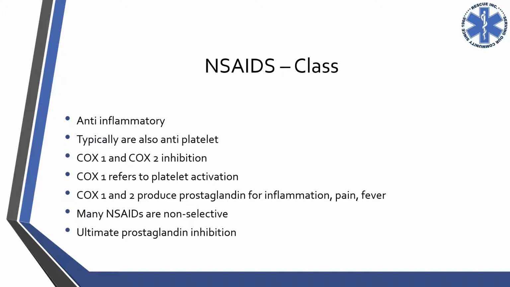COX-2 is mostly inflammation, pain, and platelets. COX-1 is GI motility, platelet production in the GI tract for GI protection, stomach lining protection. So we get platelet aggregation there. It forms that nice mucus lining in the stomach to keep our entire GI tract from eating itself.